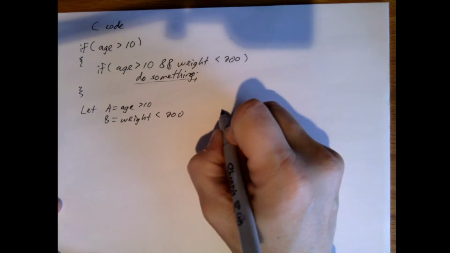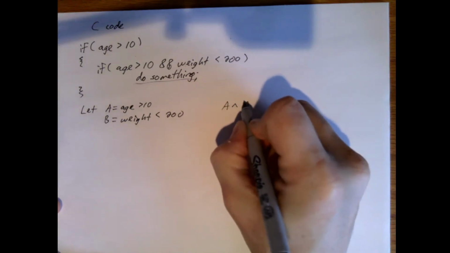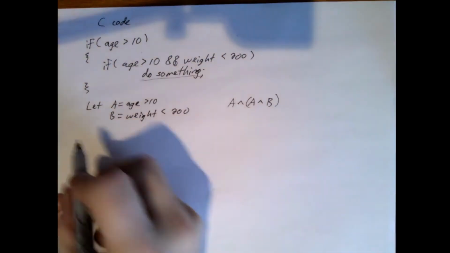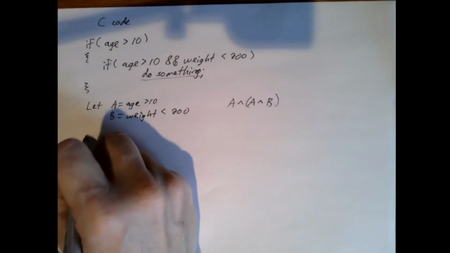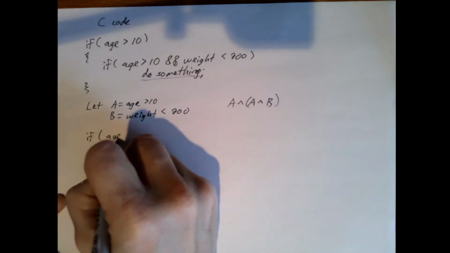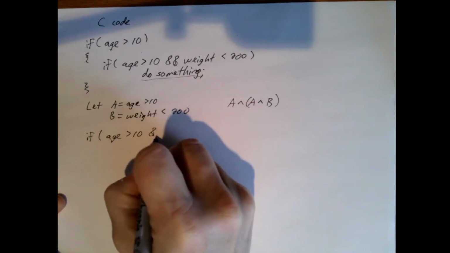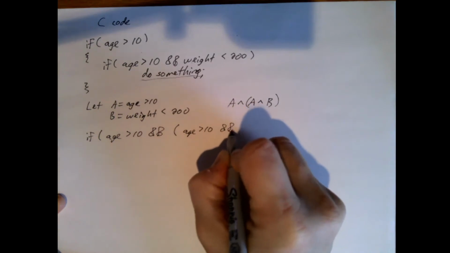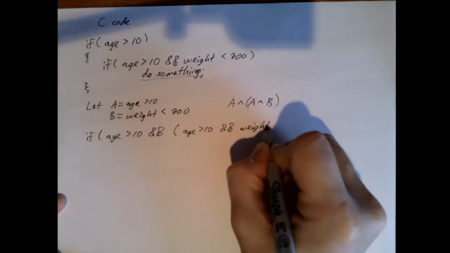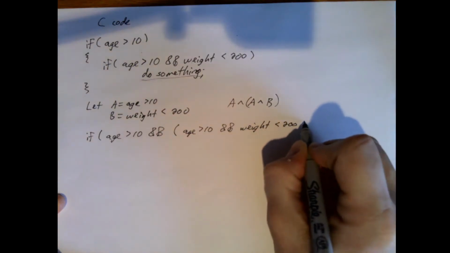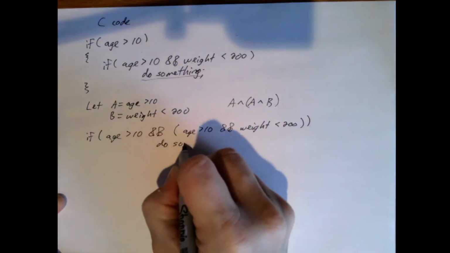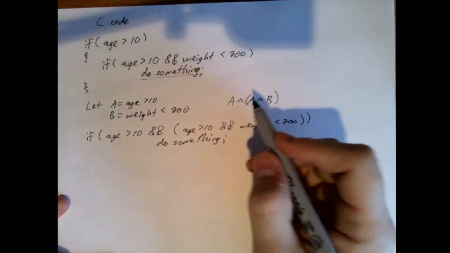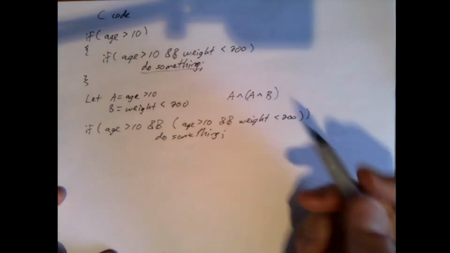We really have A and B, right? So I could have rewritten this this way, and this will make the answer more obvious. If I want to, I could have written if age greater than 10 and age greater than 10 and weight less than 200, do something. That's not really simpler. That's not what we're trying to achieve. We're trying to see is this the way it has to be.